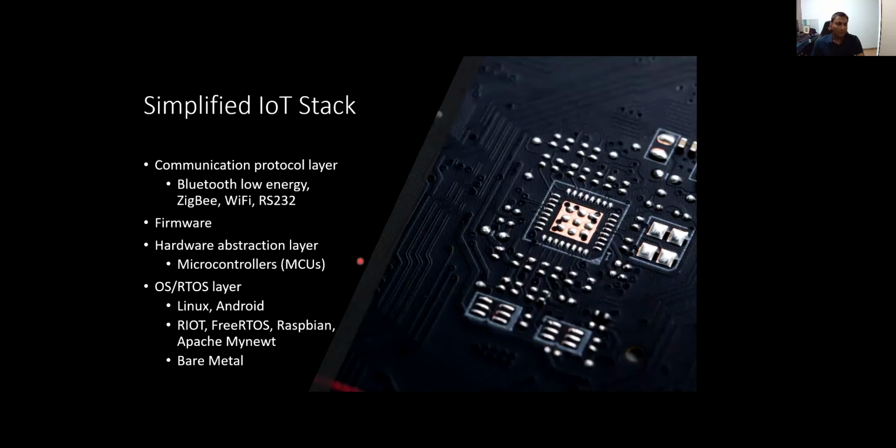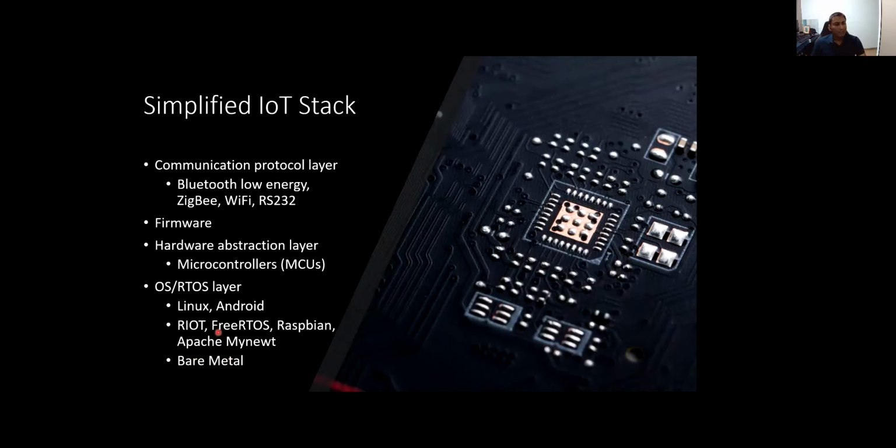Then you have the microcontrollers at the hardware abstraction layer. So microcontrollers are very important for IoT devices because those are like the brain of the device. And sitting between the hardware and the microcontroller is the firmware. Then at the top you have the operating system or the real-time operating system, and in some cases you might not even have an operating system, and that's what we call bare metal, where you have some code which is directly interacting with the hardware.